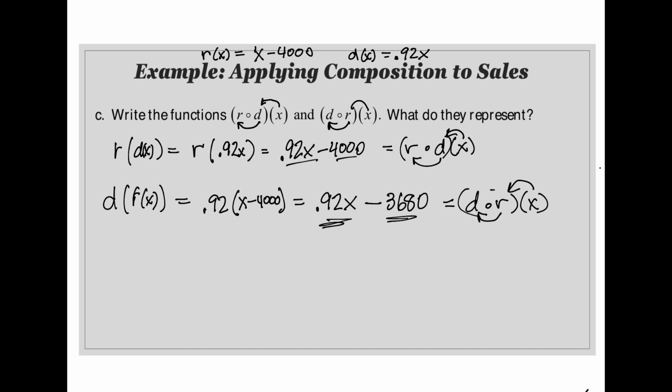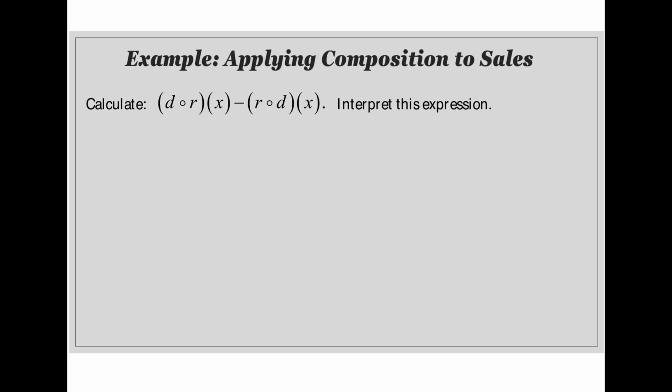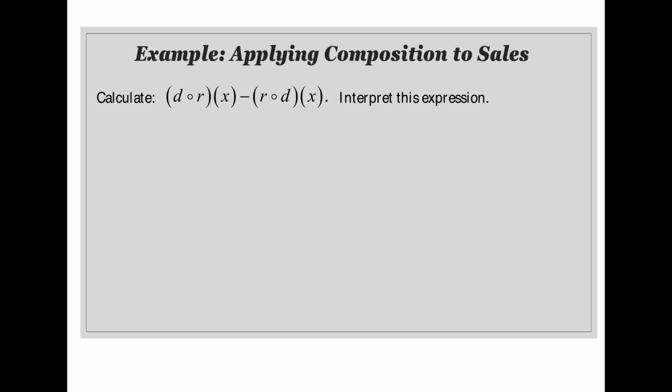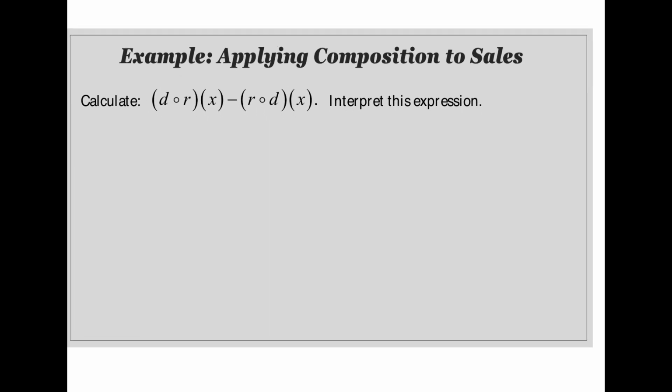And so the last thing that they asked us to find is the difference between those two things. In other words, take the D of R of x. What was that function? That was doing the rebate first. So that was 0.92x and then minus 4,000.